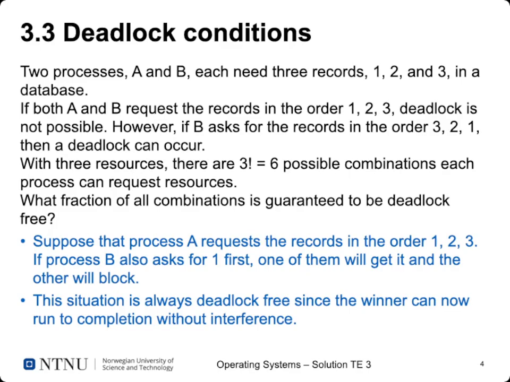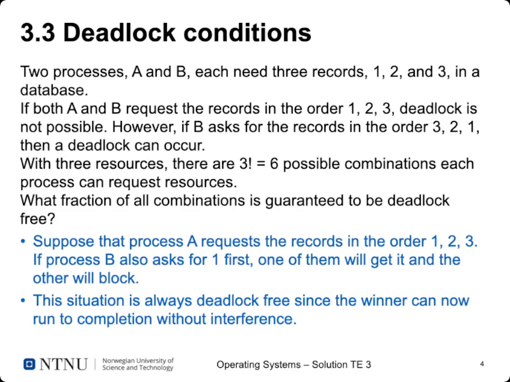And the idea of this question was actually to take a look at the orders of three resources. So you have the factorial of 3, so 6 possible combinations for requesting these resources. So 1, 2, 3, 1, 3, 2, 2, 1, 3, 2, 3, 1, and so on. And what was interesting to us is which fraction of all combinations is guaranteed to be deadlock free. So which order of allocations can you perform that we can show don't lead to a deadlock.